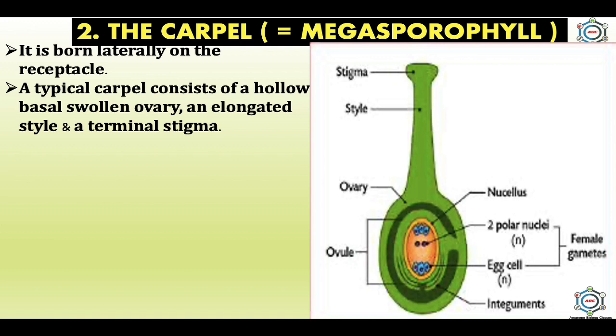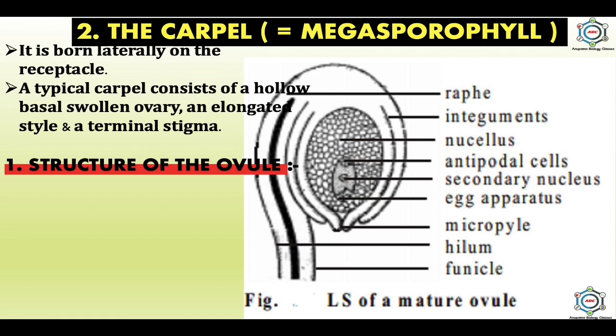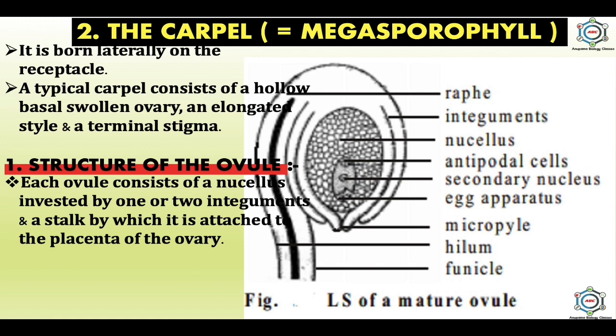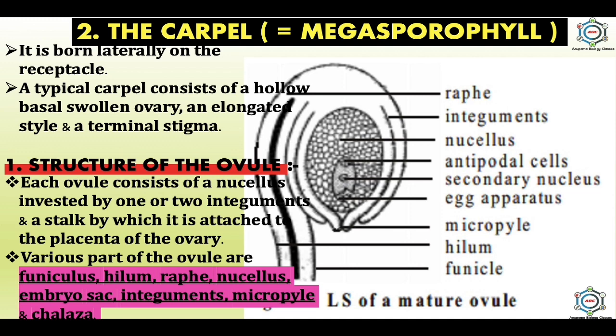Now, first, the structure of the ovule. So, this is the picture. Each ovule consists of a nucellus invested by one or two integuments, and a stalk by which it is attached to the placenta of the ovary. Various parts of the ovule are funiculus, hilum, raphe, nucellus, embryo sac, integuments, micropyle and chalaza.